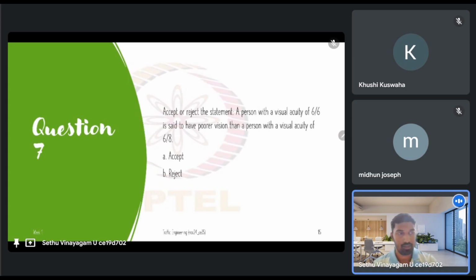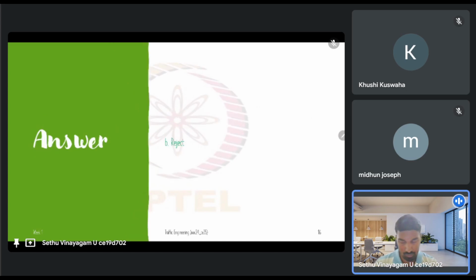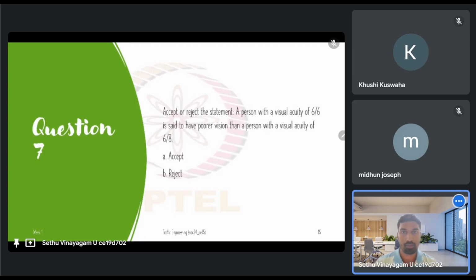All right. So the right option is option B, that we reject the statement because it is not correct. Visual acuity is one of the characteristics of road users that is important for us to consider. Why? Because this affects, for example, the placement of the markers or the signboards. What is visual acuity? It is the ability of the person to see small details clearly. So the clarity in the vision is important.